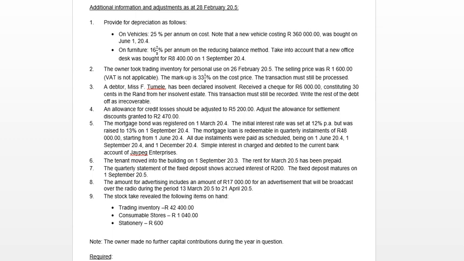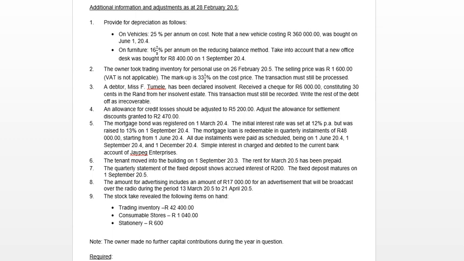The next thing we have is the owner. He took inventory for personal use on the 26th of Feb 2005. The selling price of this inventory was 1,600 Rand, and we use a markup of 33.33% on cost price. This transaction must still be processed. So what did we do here? Because he's the owner, he's entitled to make drawings, so he's entitled to take anything, in this case inventory, for personal use.